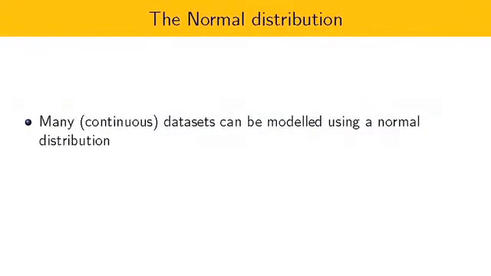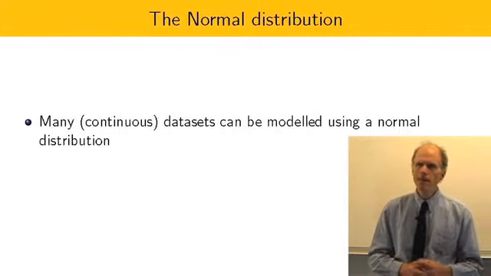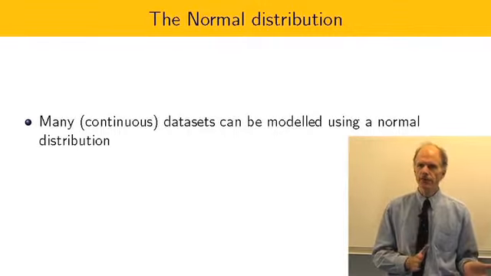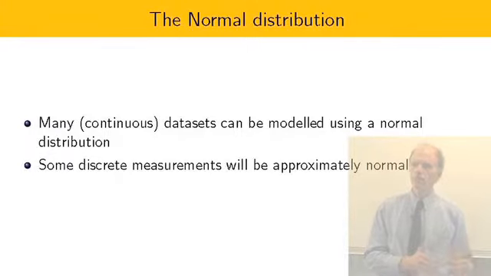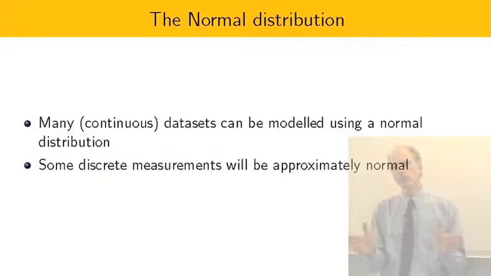So the normal distribution, first topic, is used for many data sets. Many continuous type data sets have a curve which is a nice bell-shaped curve which we can successfully model with a normal distribution. We also have the case that many discrete data sets can be modeled by a normal distribution, and this occurs where you have a very fine resolution of data.